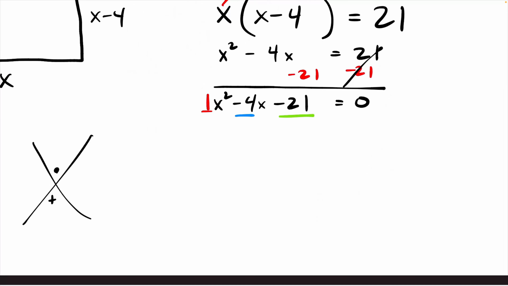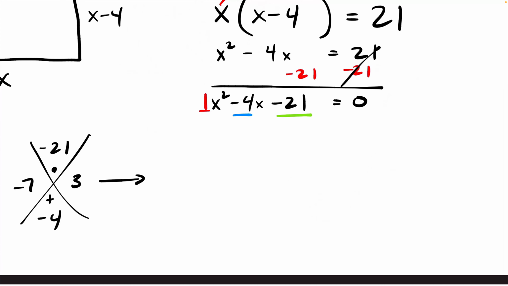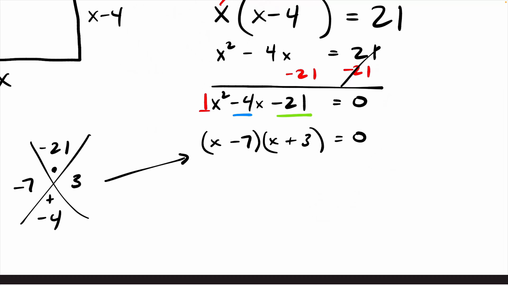So I'm looking for the two numbers that multiply to be negative 21 and add to be negative 4. What are the two numbers that multiply to be 21? 7 and 3, right? One of them has to be negative 7. Okay? So then we move to our parentheses. So we got a minus 7 and a positive 3, right? And then x and x.